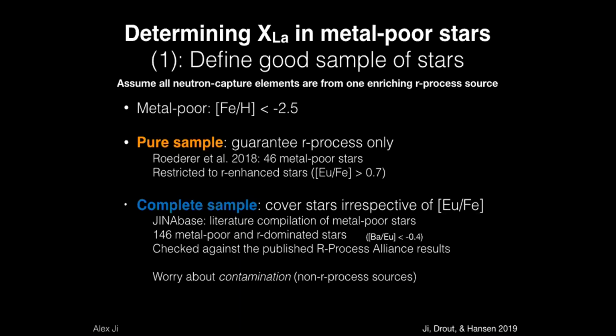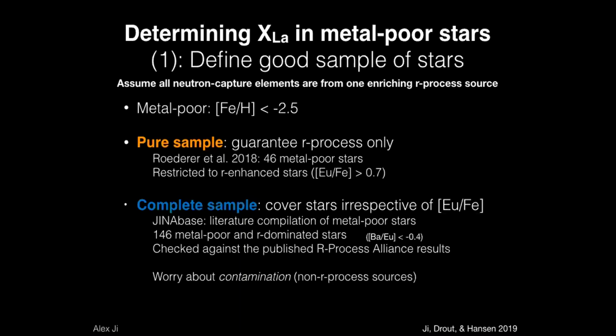The first is you can take a sample of stars where you're guaranteed, we know from detailed studies of a whole bunch of sub-elements, that those stars are definitely enriched by the R process pretty much only. And so this was a sample that Ian Roederer, who I think is on this call, compiled. And we restricted it only to stars that have relatively high amounts of europium. Europium is a lanthanide, and it's the easiest lanthanide to measure. So that's the first sample, a pure sample.